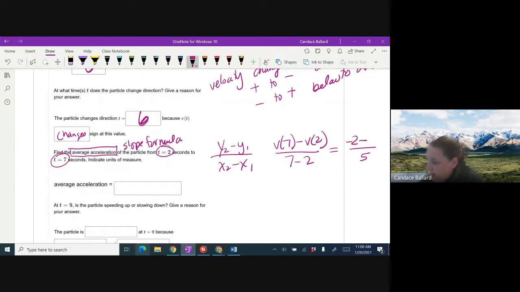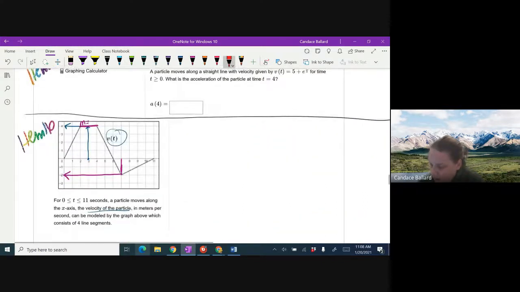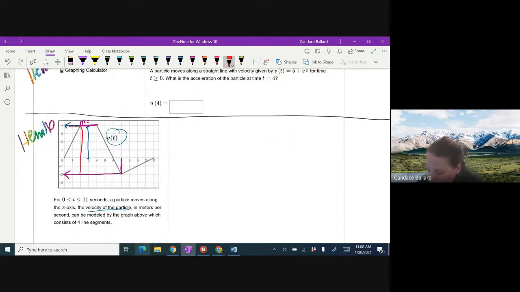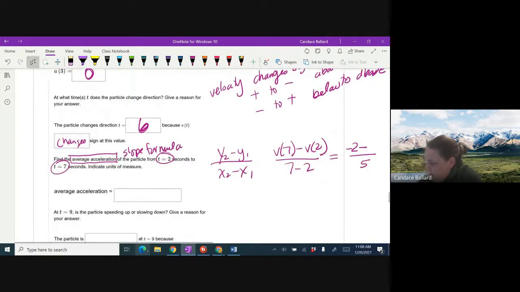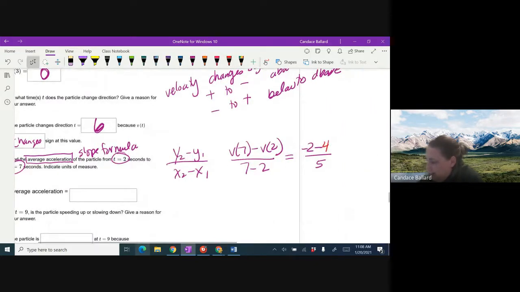And then we're subtracting the velocity at 2. So I'm going to go to 2, and I'm going to read the y value off the graph, and that is 4. So it's looking like my average acceleration is -6/5. Give you a minute.